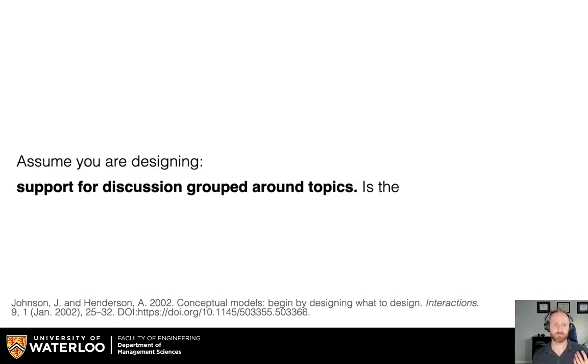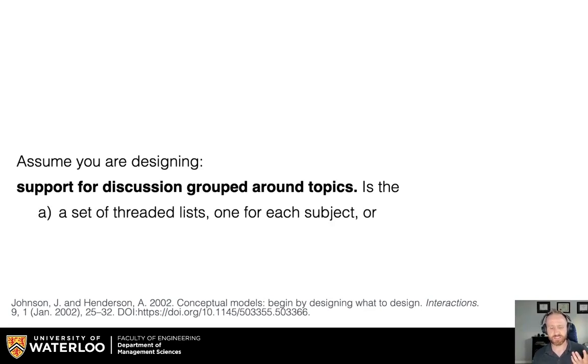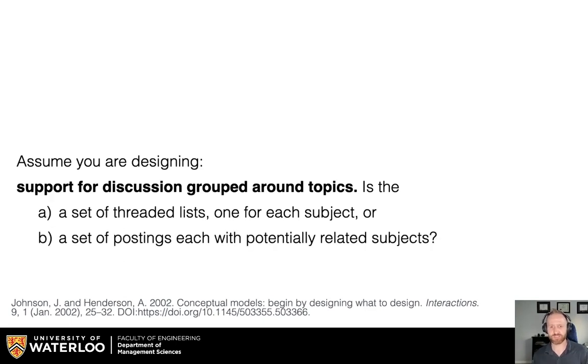If you're designing support for discussion groups, is this a set of threaded lists, one for each subject, or a set of posts with potentially related subjects? Are the subjects folders or tags is another way of thinking about this, even though that's getting a little bit more into the concrete design. How do you structure these things?